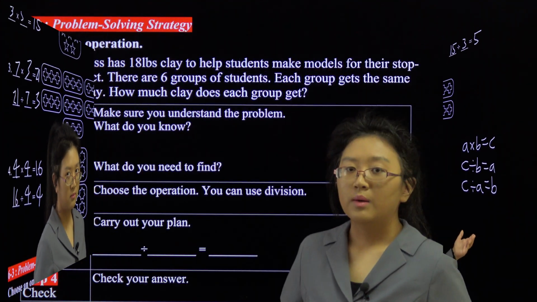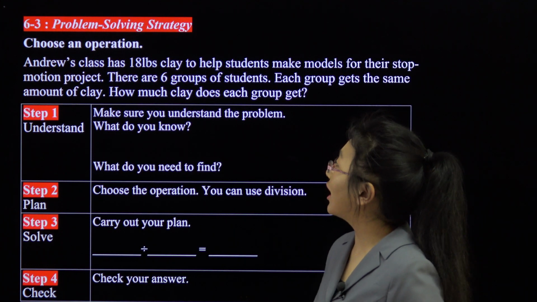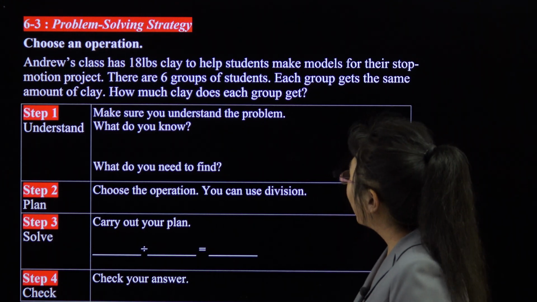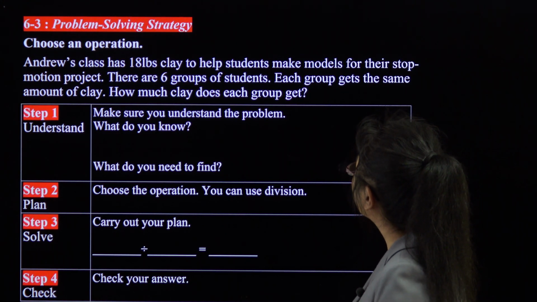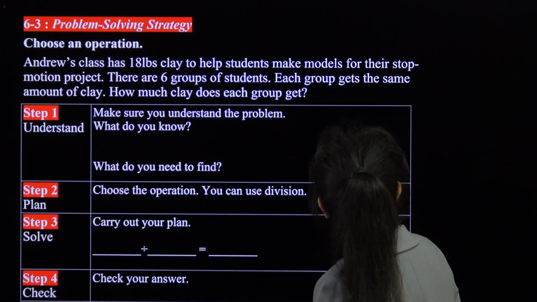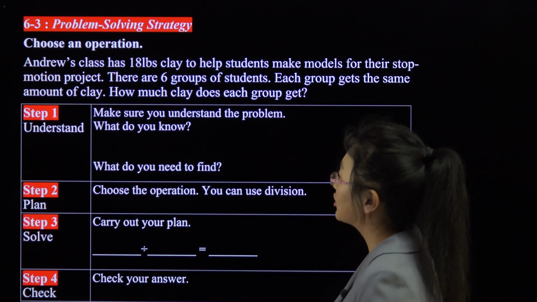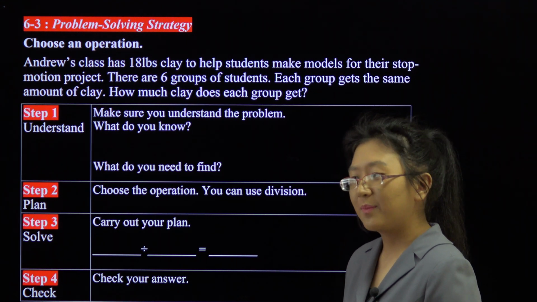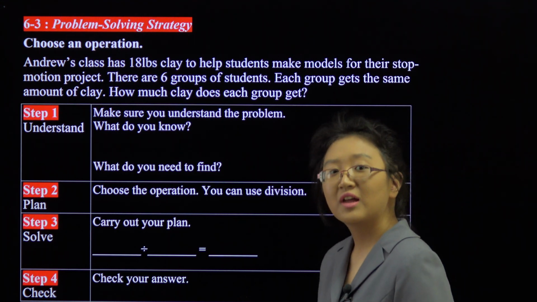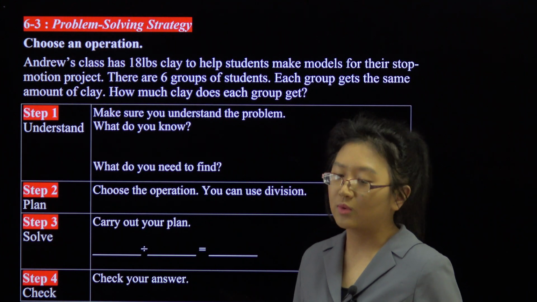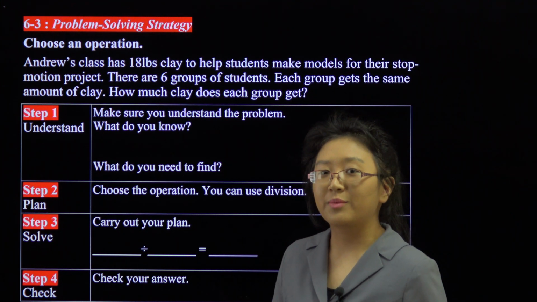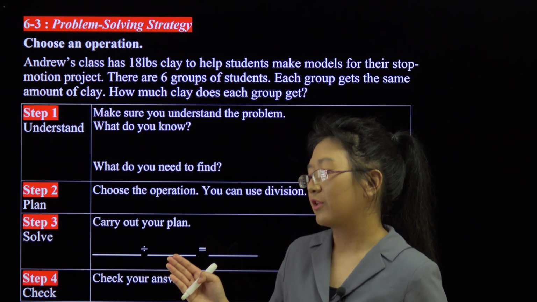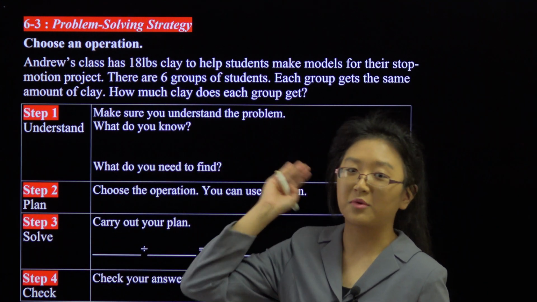Remember this. Problem-solving strategy, choose an operation. Okay, Andrew's class has 18 pounds of clay to help students make models for their stop motion project. For those of you who don't know what stop motion is, it's basically a series of pictures where the thing that's supposed to move moves a little bit each picture, and then you put them together and it looks like the person is moving.